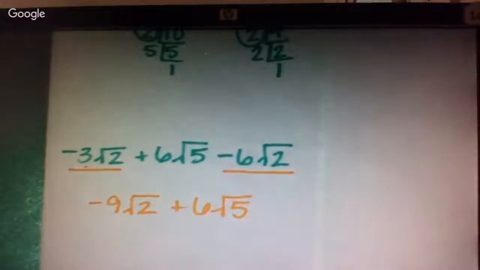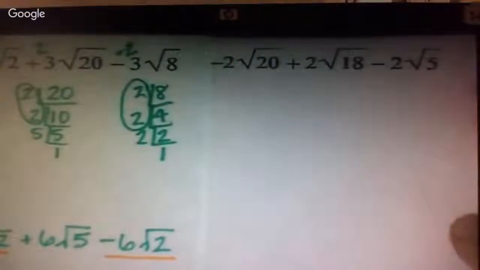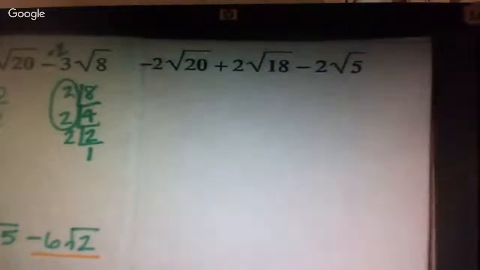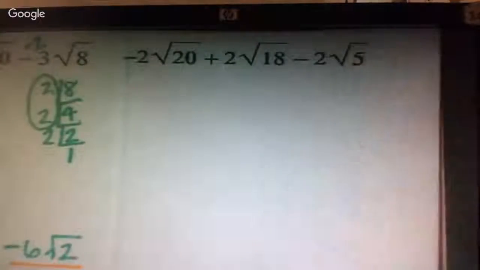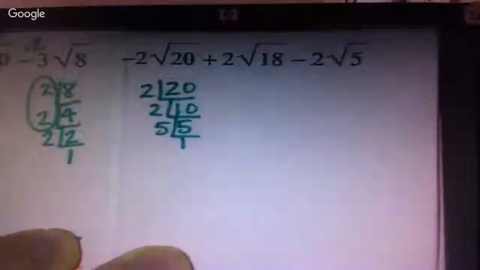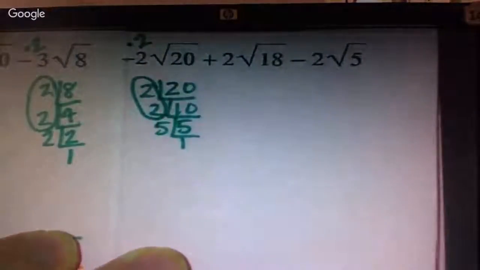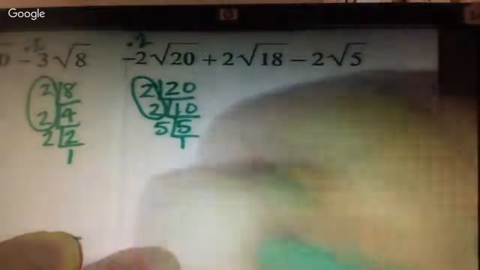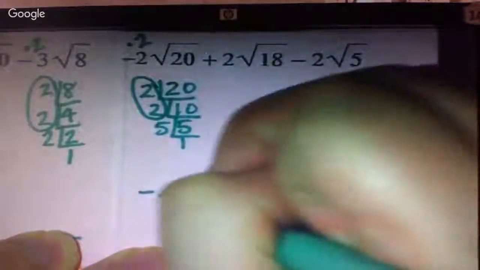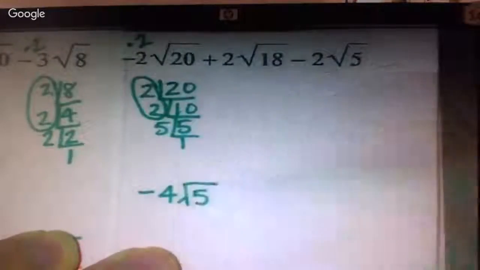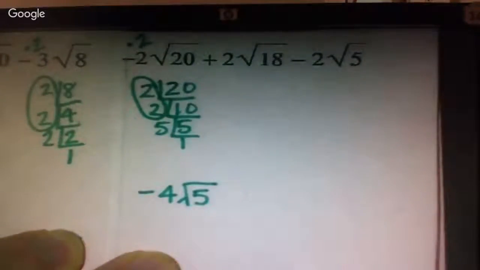Should we? Okay. This next one. Okay, so we need to take care of 20. 2 and 10. 2 and 5. 5 and 1. Group the 2s. The 2 goes and multiplies with the -2 that's already there. So -4 square roots of 5, because I have a 5 left over.